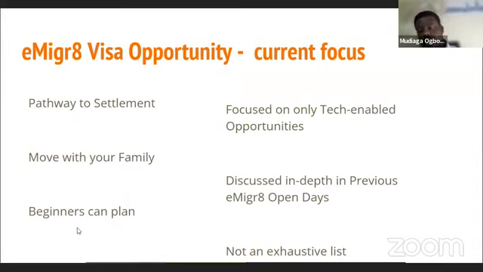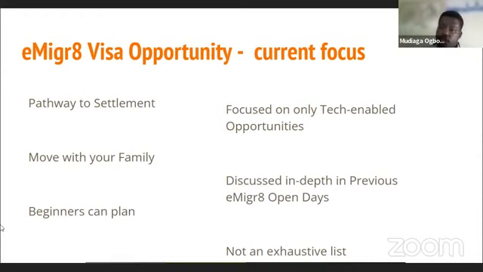The focus is also only on tech-enabled opportunities. That's what we do here. Like I said before, we are not going to be talking about student routes. We're not going to be talking about nursing routes. We are not going to be talking about visitor visas. We're talking about tech-enabled visas.